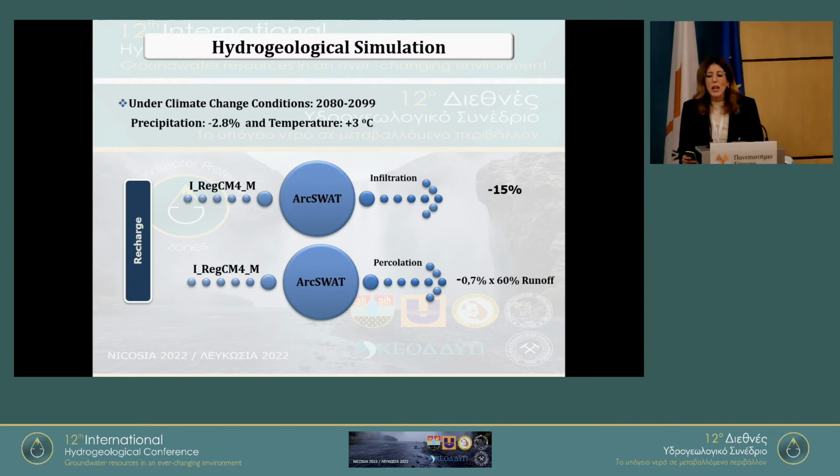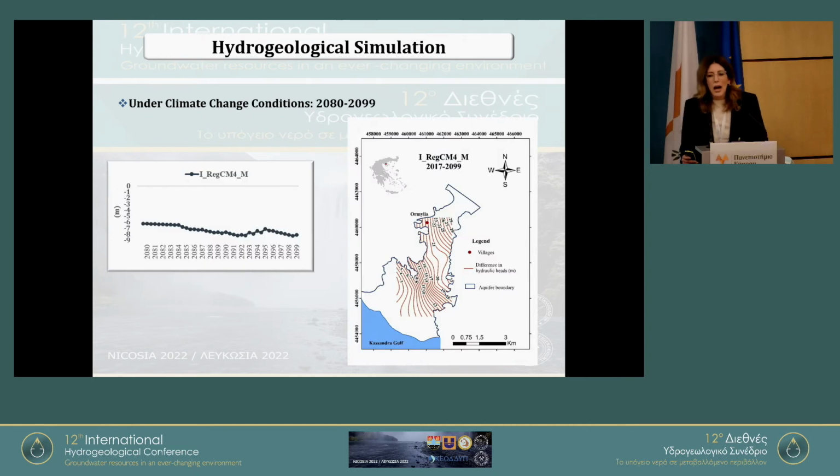In this case, we use the ArcSWAT model forced by the interpolated MPI output in order to quantify the future recharge of the aquifer. The precipitation decrease and the temperature increase resulted in a reduction of the coastal aquifer recharge. This reduction is estimated to be equal to 15%. These results were again used to drive the MODFLOW model.